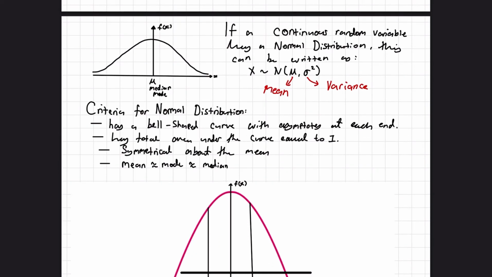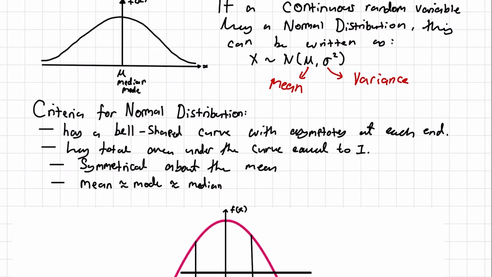So now we're looking at the normal distribution more specifically. If a continuous random variable has a normal distribution, this can be written as x has a normal distribution with mean, this letter here is mu, and variance sigma squared. Remembering that standard deviation is sigma, and your variance is your standard deviation squared.